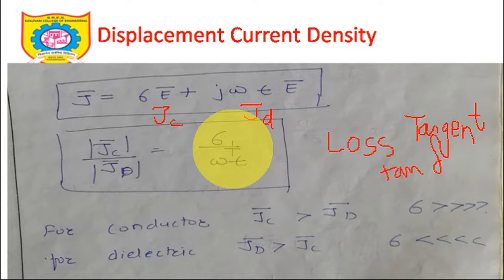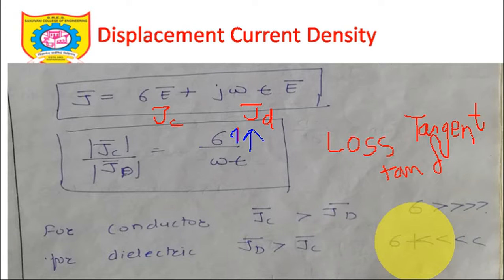Or JC should be very much less than JD, because the JC term corresponds to sigma. If sigma is 0, the JC term will be absolutely 0, and JC will be less than JD, or we can say that JD is much greater than JC in case of a dielectric. But in case of a conductor, the sigma value is very high. If sigma is very high, the JC term dominates. That means JC is much greater than JD. So for a conductor, JC bar is much greater than JD bar, and sigma is very high. And for a dielectric, JD bar is greater than JC bar and sigma is very small.